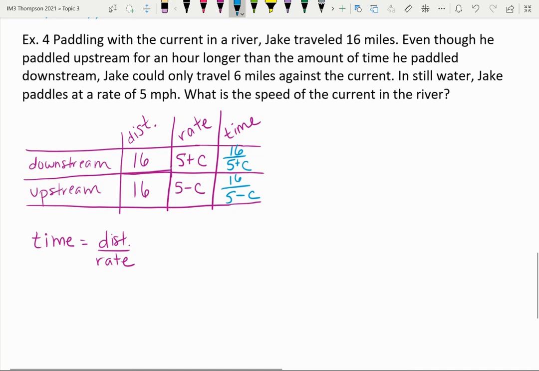Now I want to write an equation where I have the amount of time spent going downstream is equal to the amount of time spent going upstream. But they're not equal times, right? He can't go 16 miles upstream and 16 miles downstream in the same amount of time. So there's another piece of information in here that I'm going to need. In the problem, it says, even though he paddled upstream for an hour longer than the amount of time he paddled downstream.